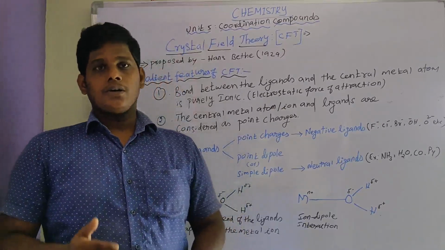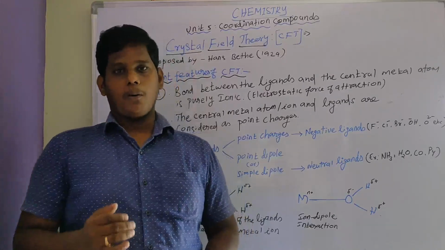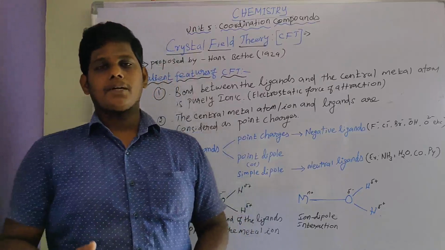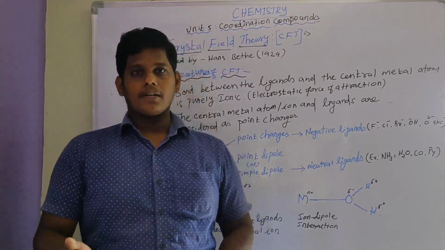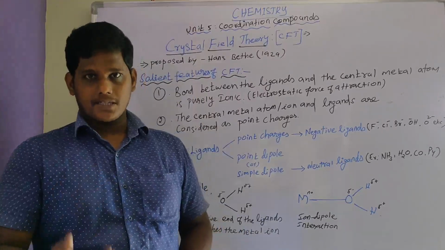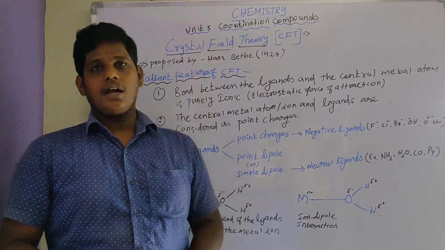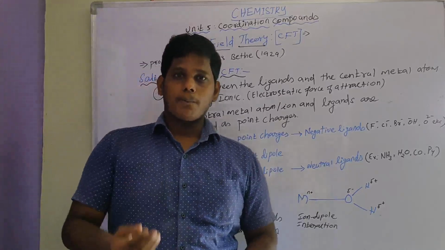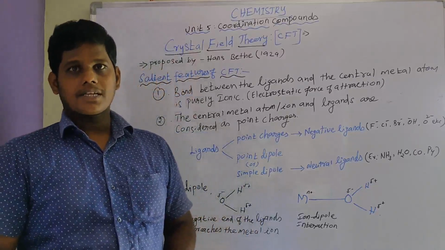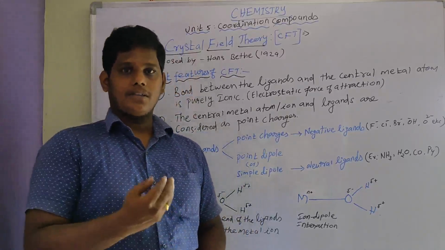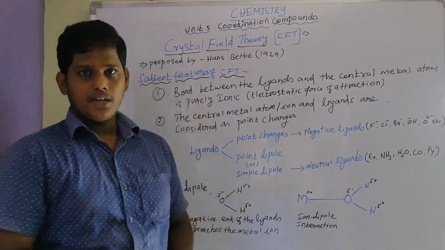VB theory cannot explain the magnetic property of the complex, the color property of the complex, and also how the magnetic property varies with temperature. These points cannot be explained by VB theory. It also cannot determine high spin complexes and low spin complexes. This drawback is fulfilled by CFT theory.